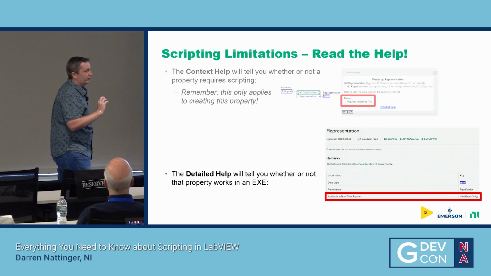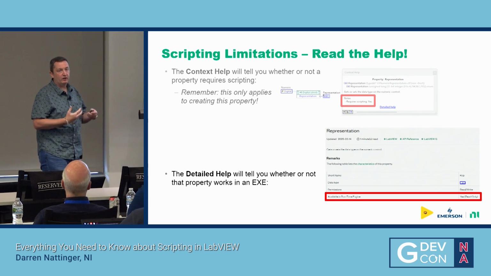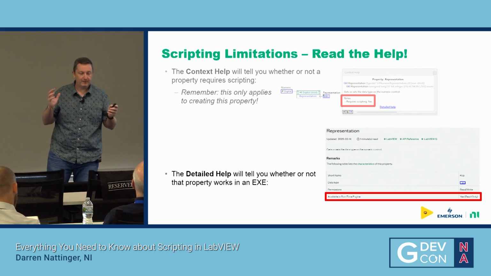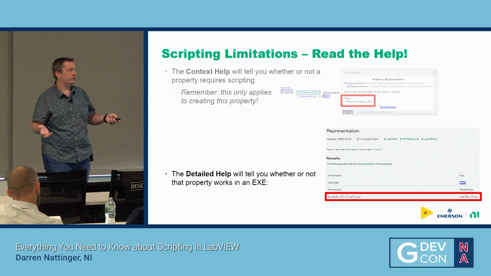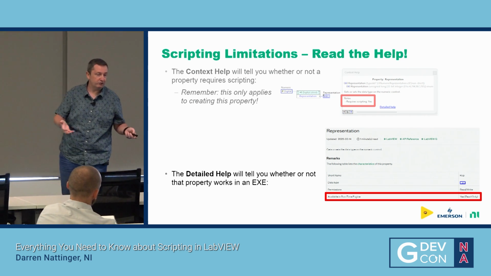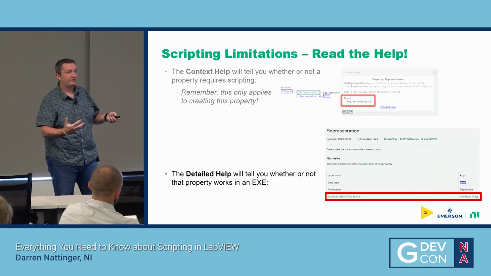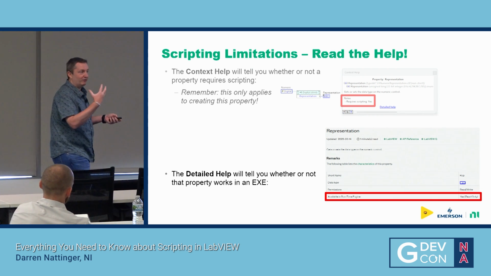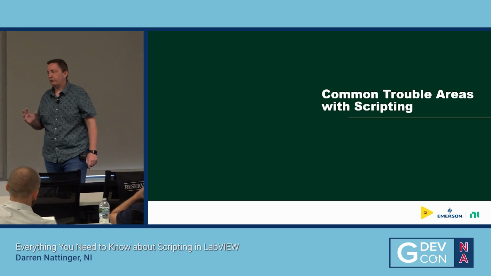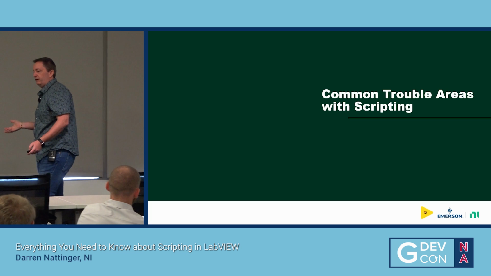Now, in terms of whether or not the code will run in the runtime engine, there is a row on the detailed help that will tell you, yes, this property or method is available in the runtime engine, or no, or in the case of the one on the slide, yes, this is in the runtime engine, but it's only read-only. So in a built exe, you can read the representation of a front panel numeric control, but you can't actually change it.